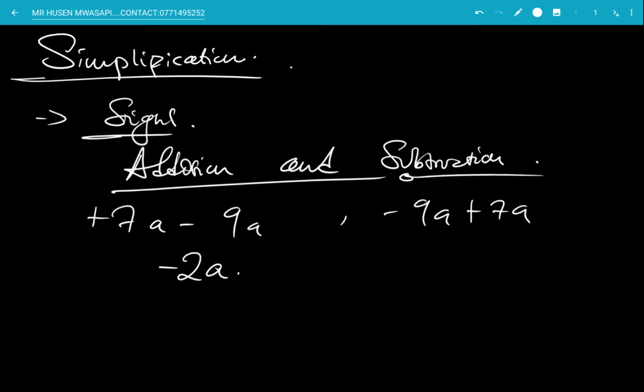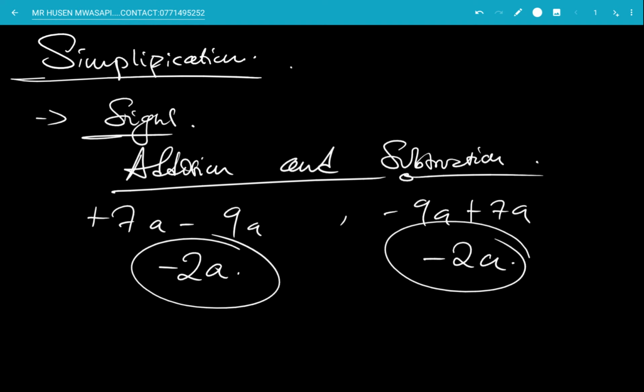A. Provided that the signs are different, you subtract. And when you subtract, you get 2 what? A. It's going to be negative because between 7 and 9, 9 is the biggest number. And this answer will always have the sign of the bigger number. So these will be our respective what? Answers.